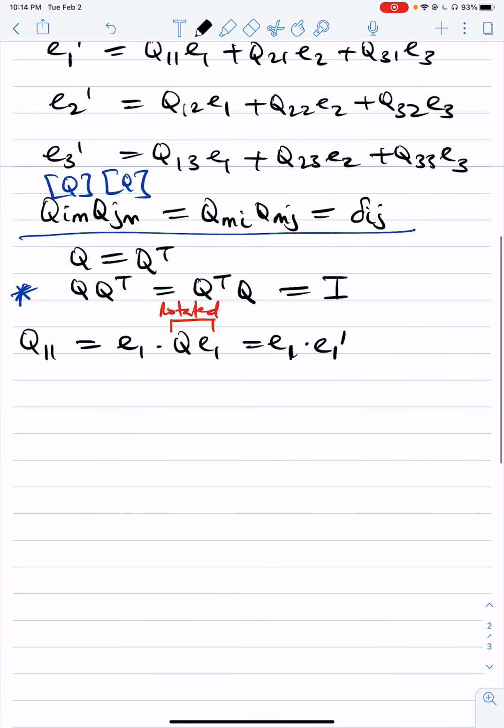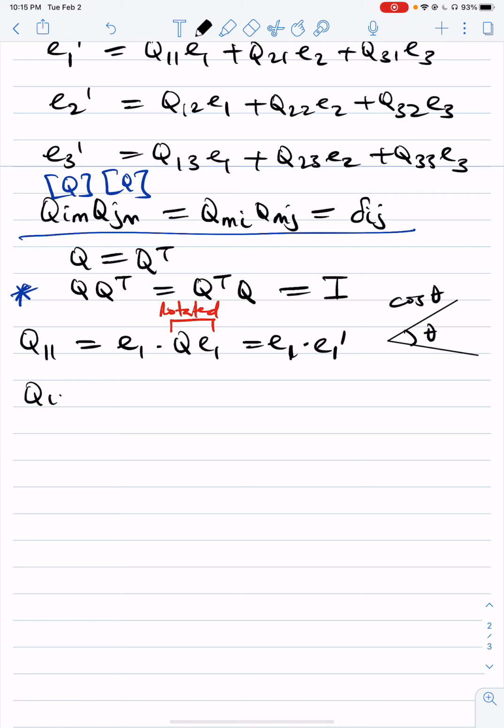So for Q11, what we just said is equal to E1 dot E1 prime, right? And if you have the dot product of this, we are simply finding the angle between two vectors, right? And usually cos theta.